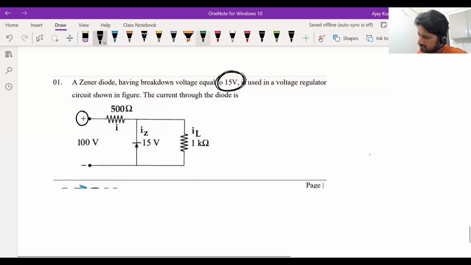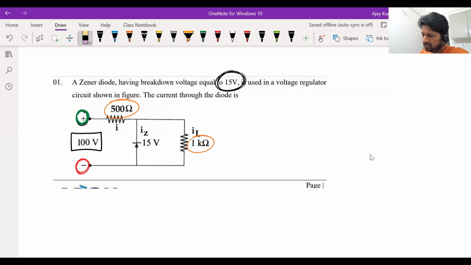This end is positive. This is the positive terminal, and this is the negative terminal. So N side is positive, P side is negative. It is in reverse bias. Fine. Look at the resistances given to you. 500 ohms and 1 kilo ohm. Okay, that's 1000 ohms. They are in the ratio 1 is to 2. Applied voltage is 100 volt.